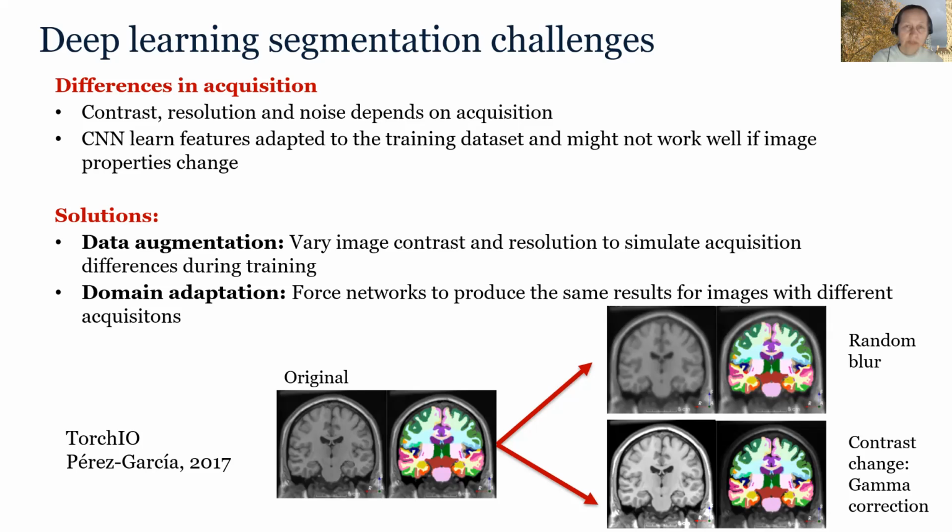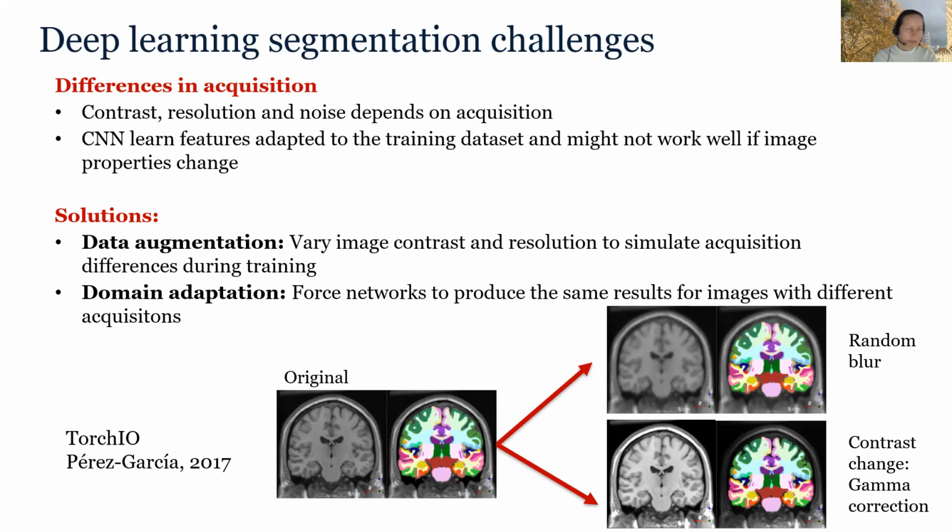Another problem, even if we don't have artifacts, is that we often have differences in acquisition. So contrast, resolution, and noise depend on acquisition. And again, because a CNN learns features adapted to the training data set, it might not work well if image properties change. So for example, if we have an MR scanning sequence on a nice large database of images, we train a network, and then somebody from a different country or different hospital wants to use the network on their data, but the acquisition protocol is a bit different, contrast is maybe different, resolution is different, the network might not work. And this is a big problem.